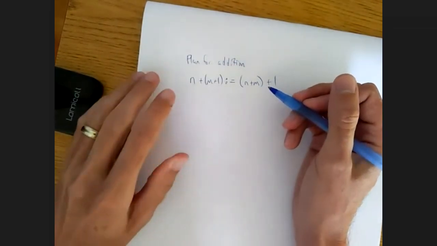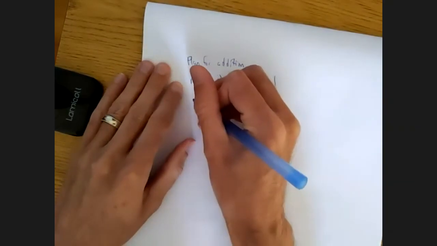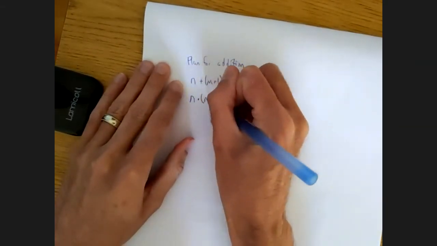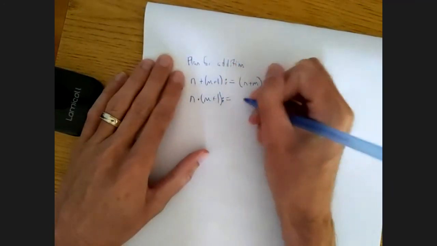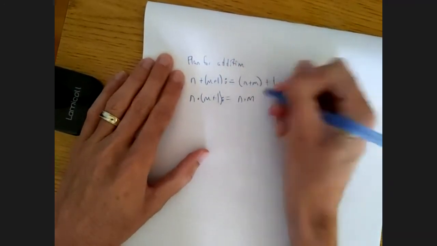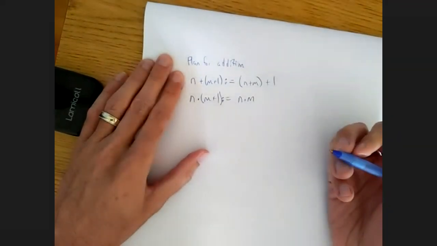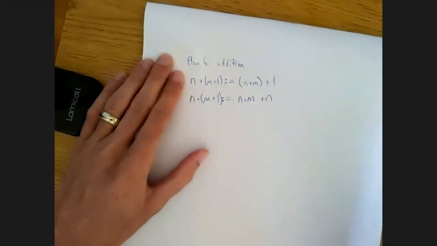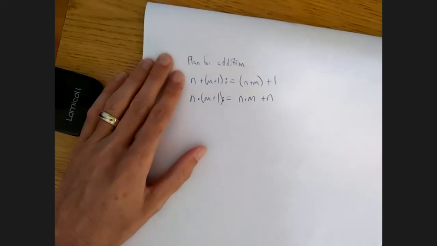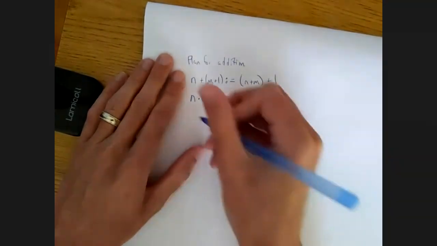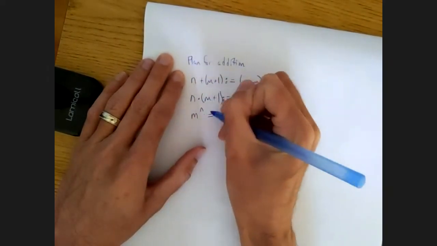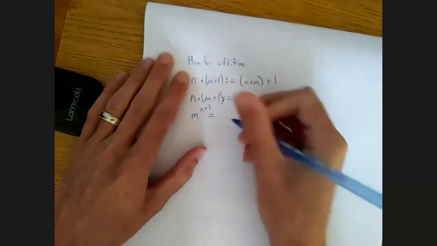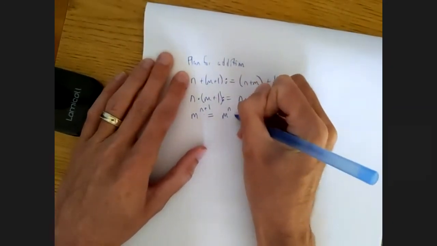Okay, and the same plan works for multiplication. What is n times m plus 1? Well, the definition should just be: multiply n times m, and then, once you've already defined addition, you just add n to that. And same for exponentiation: what is m to the n plus 1? Well, it's just m to the n times m.